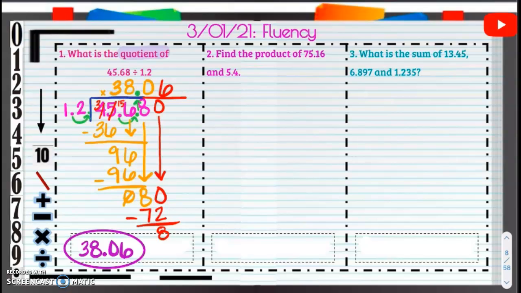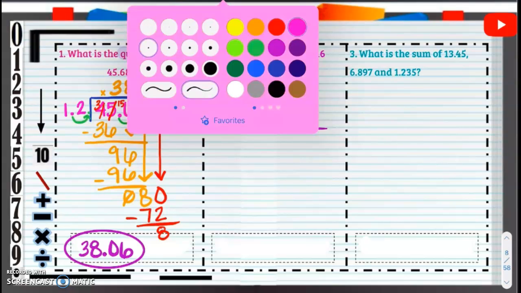Alrighty, next. Let's find the product of these two numbers. Product, remember that means we're going to multiply. Do I have to line them up? No, we don't. We're just going to push them all to the right. 75 16/100ths times 5 4/10ths. And now we're going to multiply.